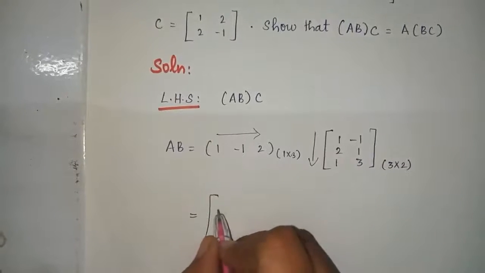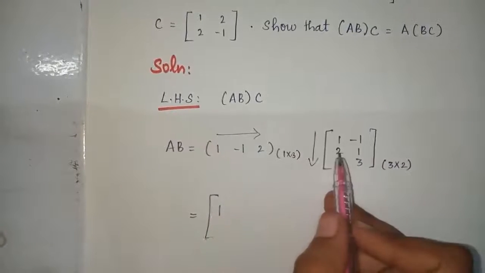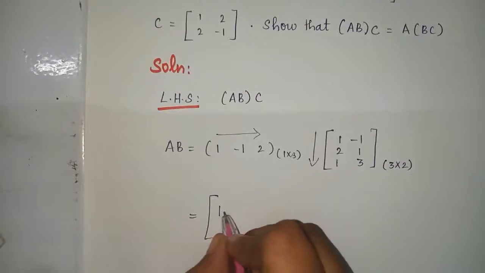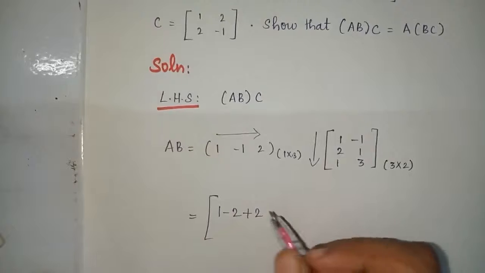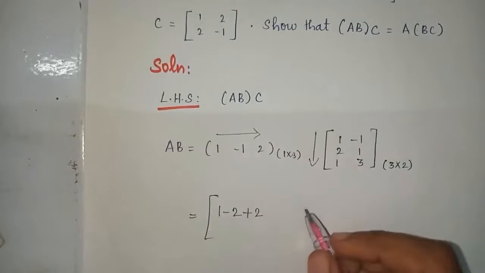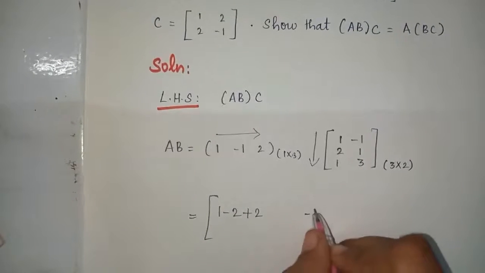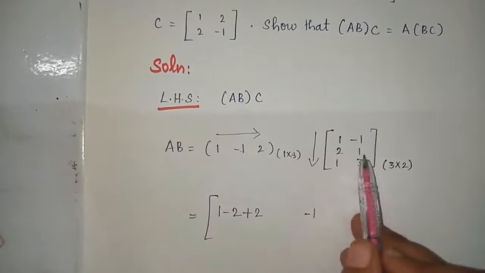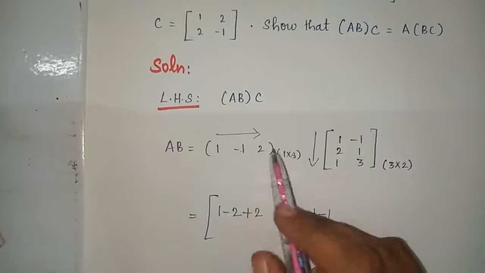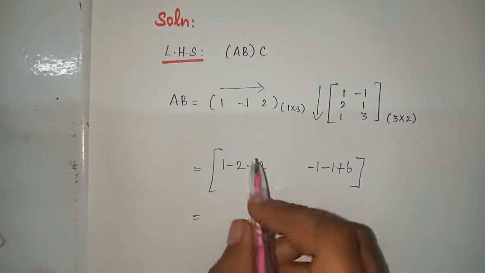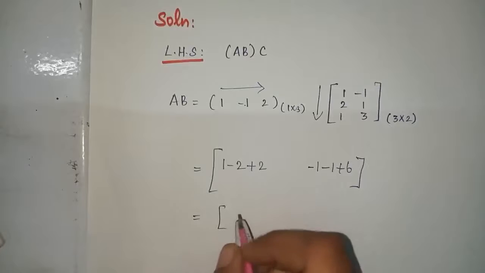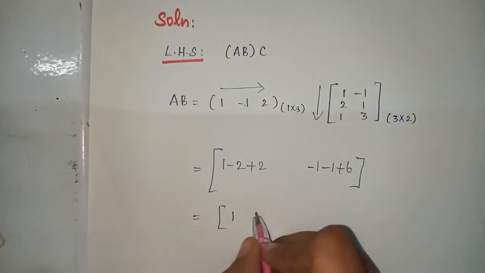1 into 1 is 1. Minus 1 into 2 is minus 2. 2 into 1 is plus 2. Then first row, second column: 1 into minus 1 is minus 1. Minus 1 into 1 is minus 1. 2 into 3 is 6. Which is equal to plus 2 minus 2 gets cancelled. So you get the matrix [1 4].